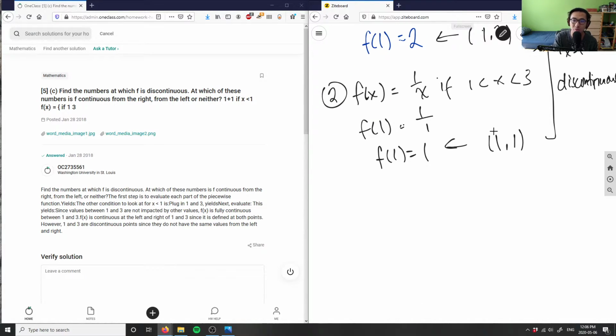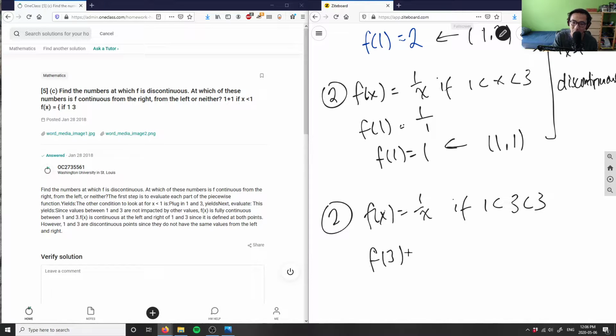So I'm going to use equation 2 again, because it's f of x equals 1 over x if x is between 1 and 3. I'm going to put f of 3 here. It's going to equal 1 over 3. So this here is my first point.